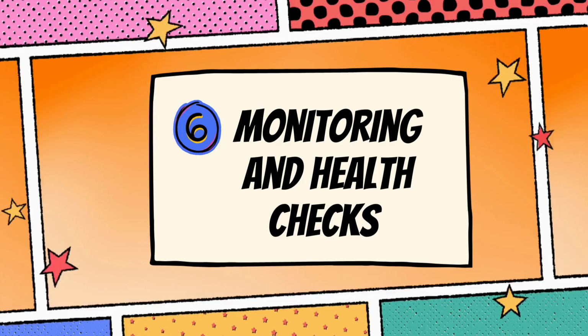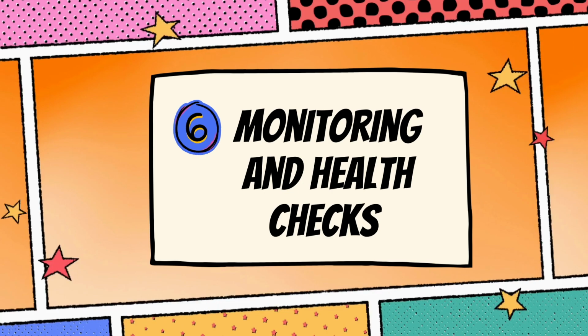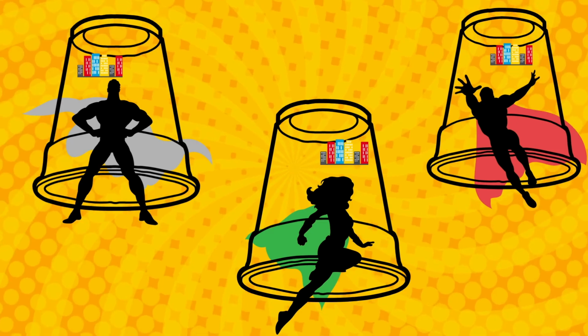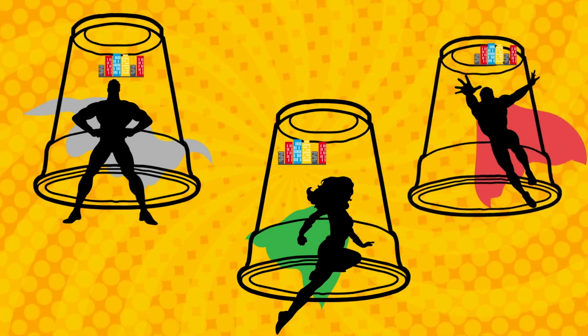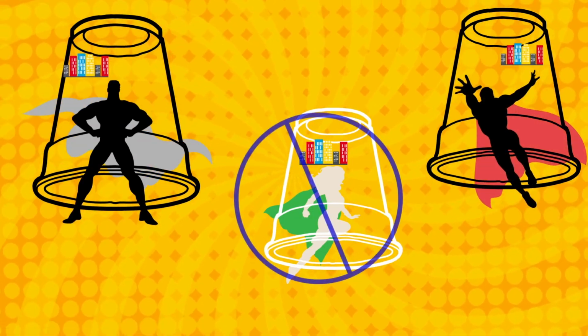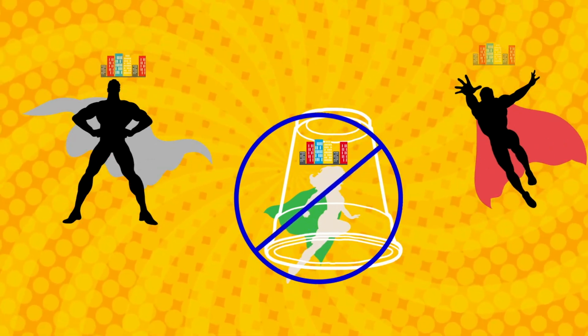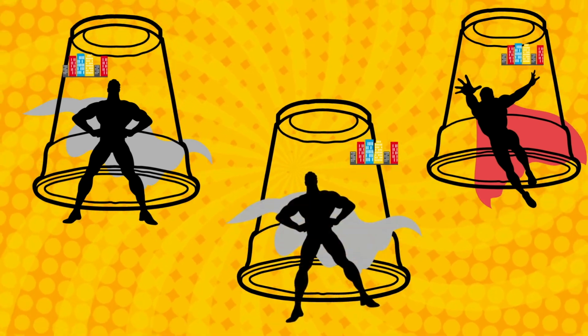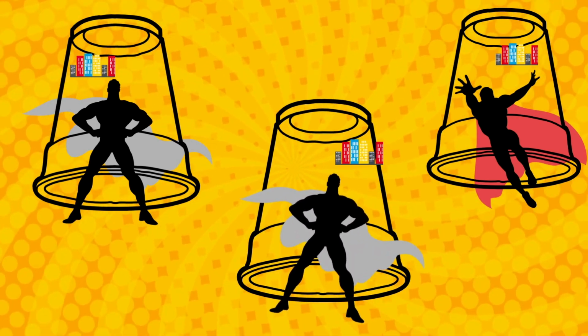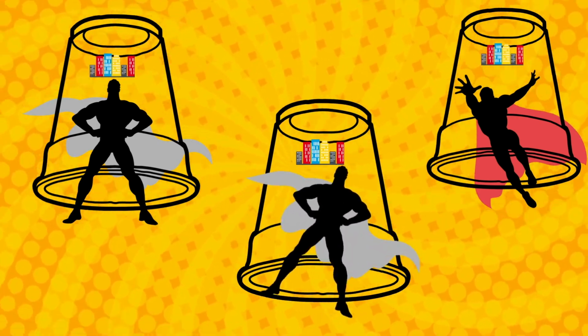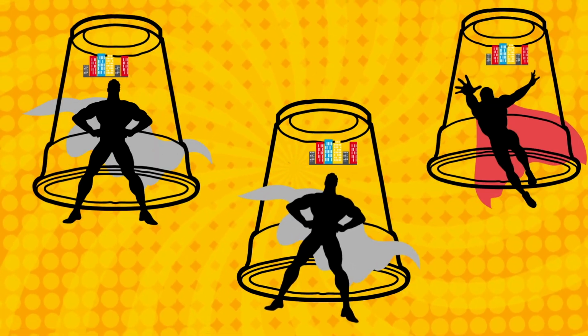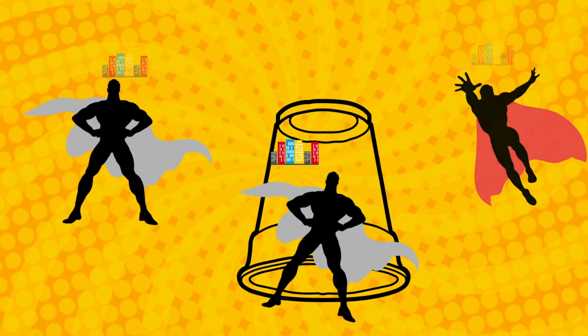6. Monitoring and health checks. Worker minions continuously monitor the health of the superheroes' containers they manage. If a superhero becomes unresponsive or unhealthy, worker minions can take actions to restart or replace it. If one superhero container in a pod crashes due to a bug, worker minions detect the issue and can start a new superhero to take its place, ensuring the application remains available.